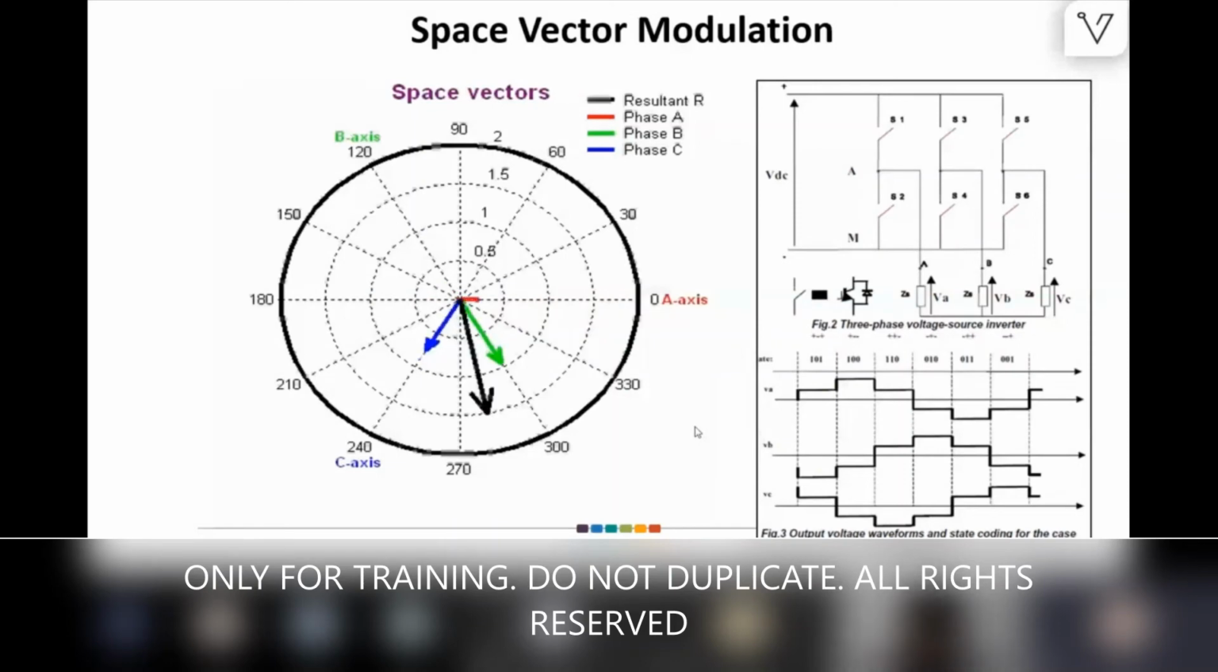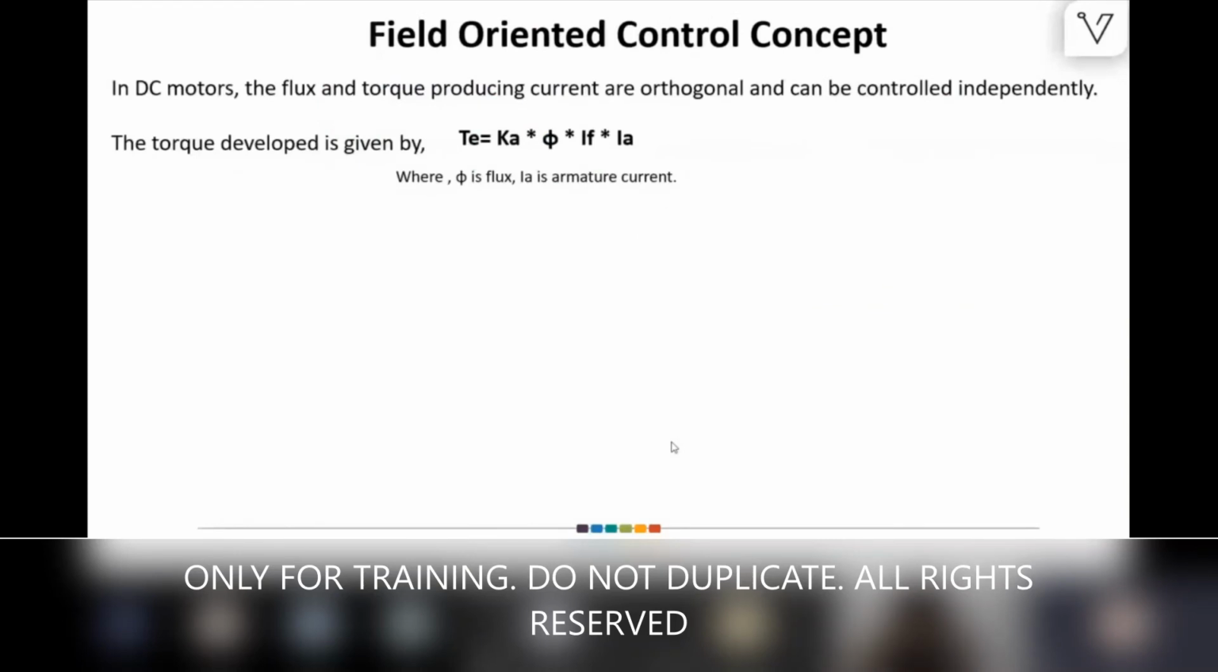So there are advantages with 6-step. It's not that it is a very poor way to do it, but it has some advantages of available voltage VDC, and this also has some advantages, like low harmonics. So space vector modulation is common.